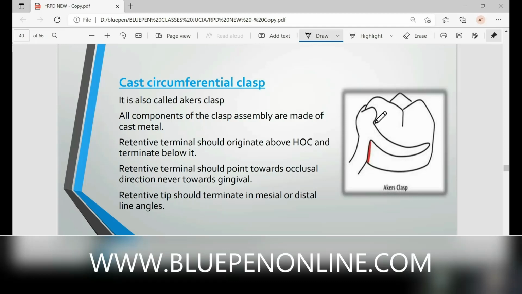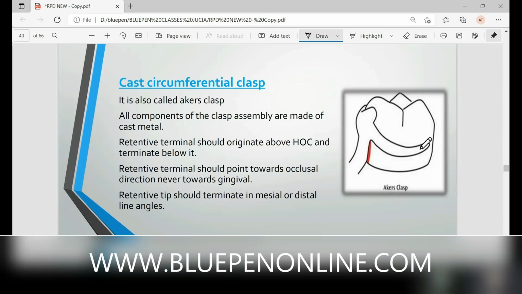Now, the same concept that we have studied in the last slides: the retentive terminal should originate above the height of contour and terminate below the height of contour. It should be below the height of contour, your terminal. Definitely yes, the terminal should be below the height of contour. Then only will that resist dislodgement.